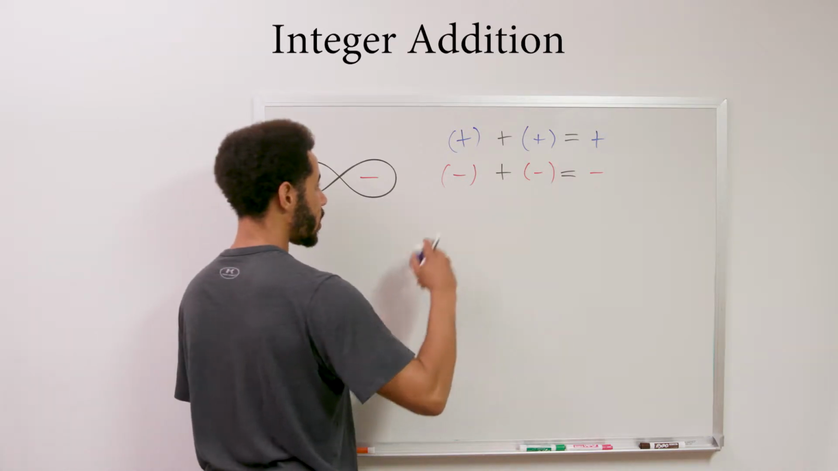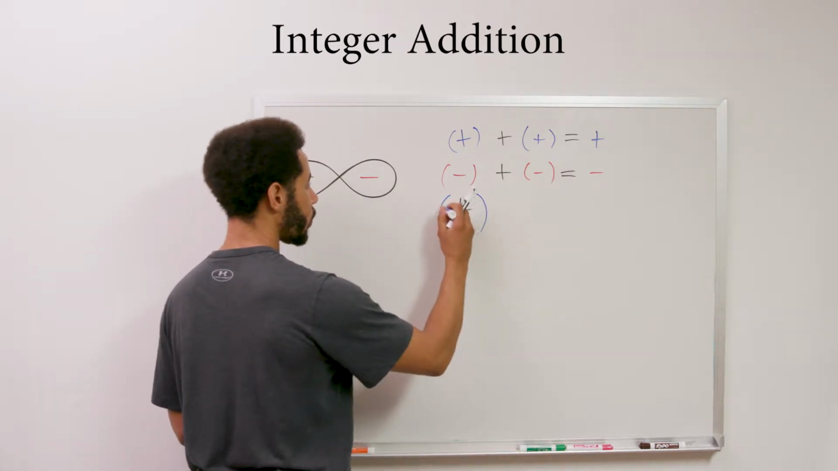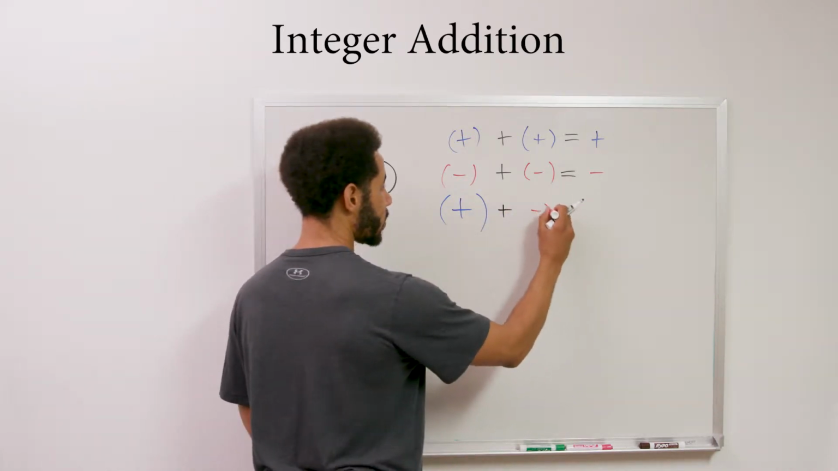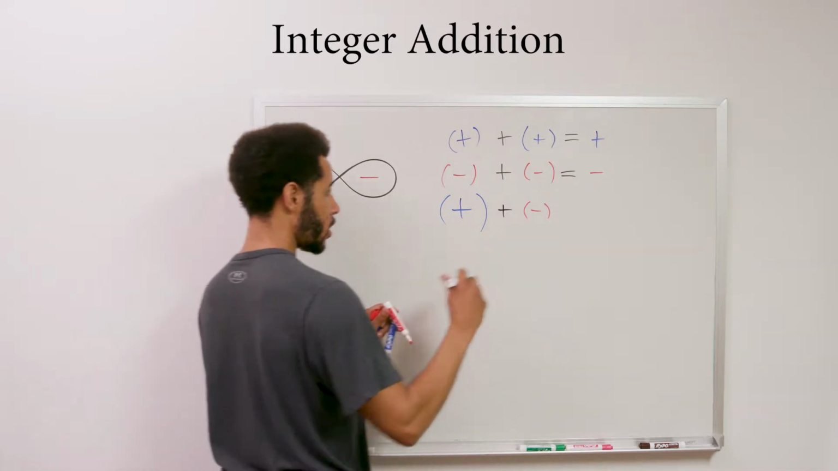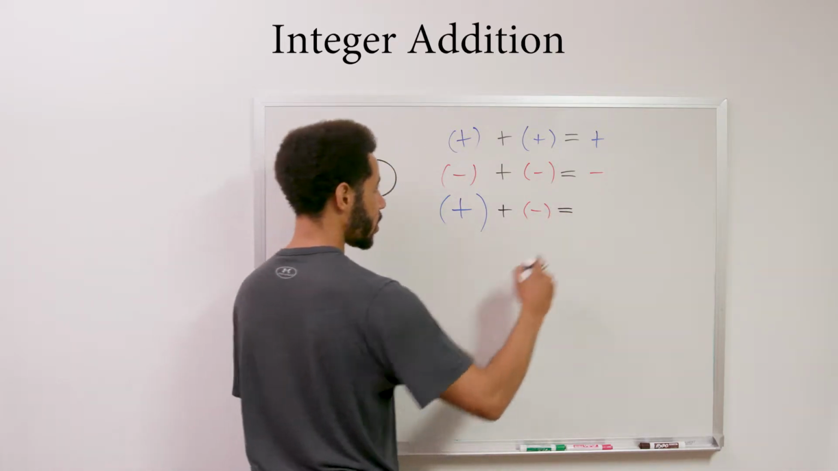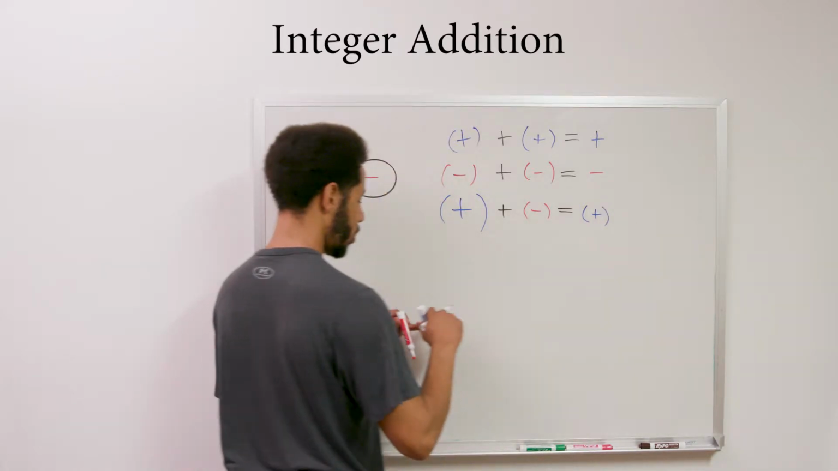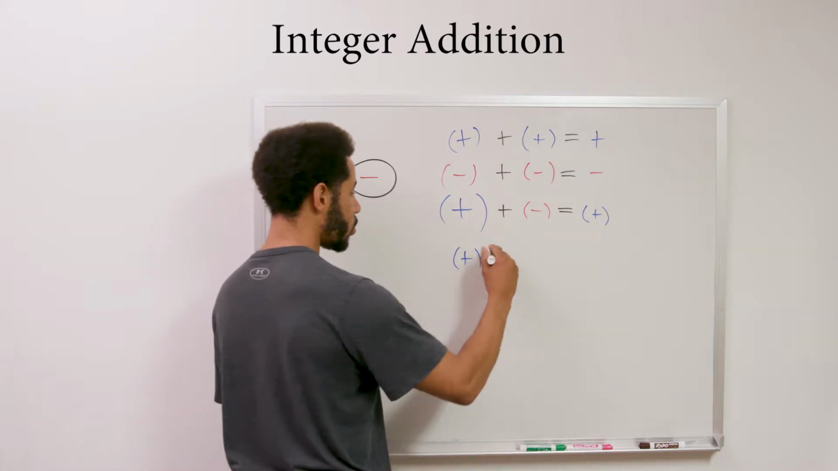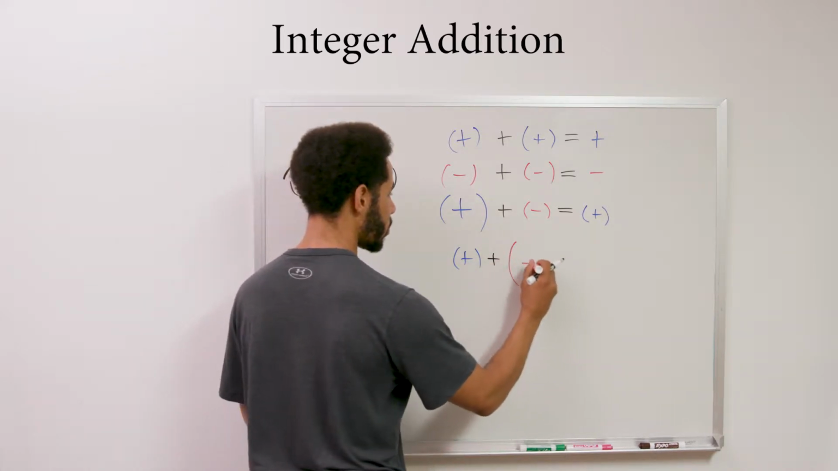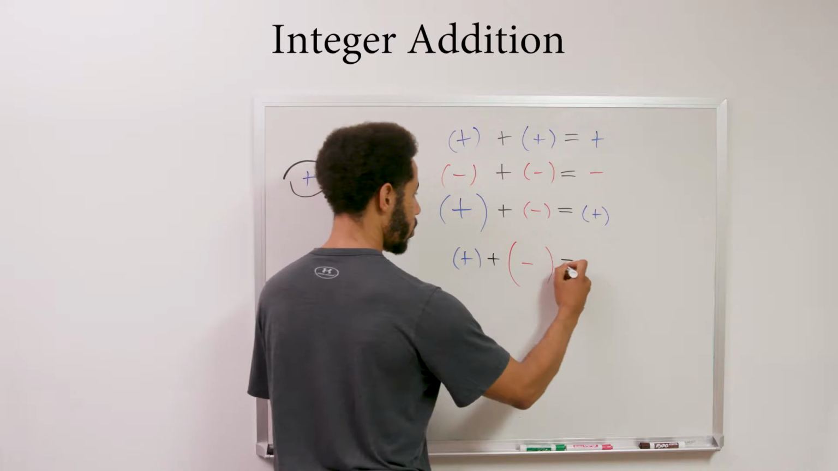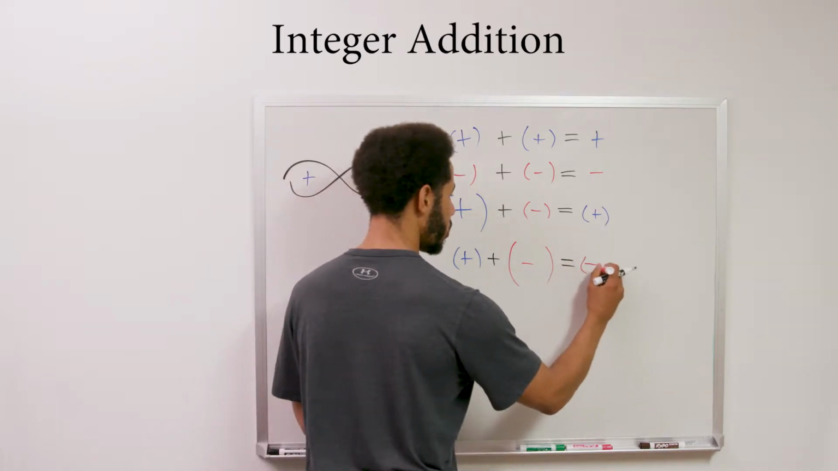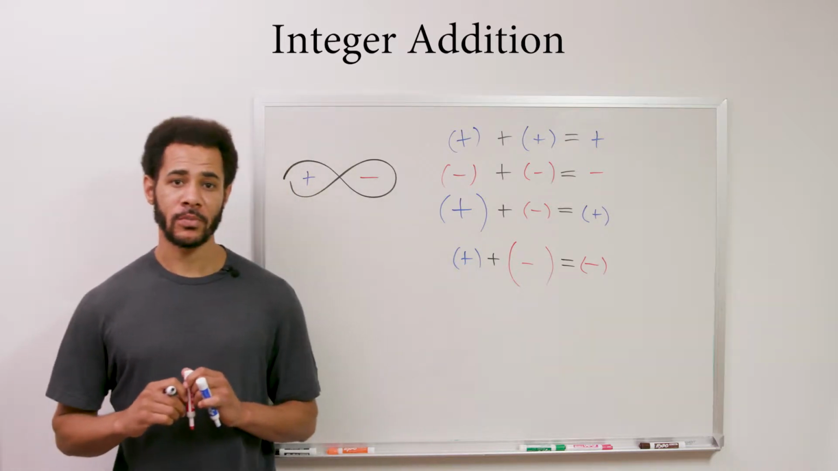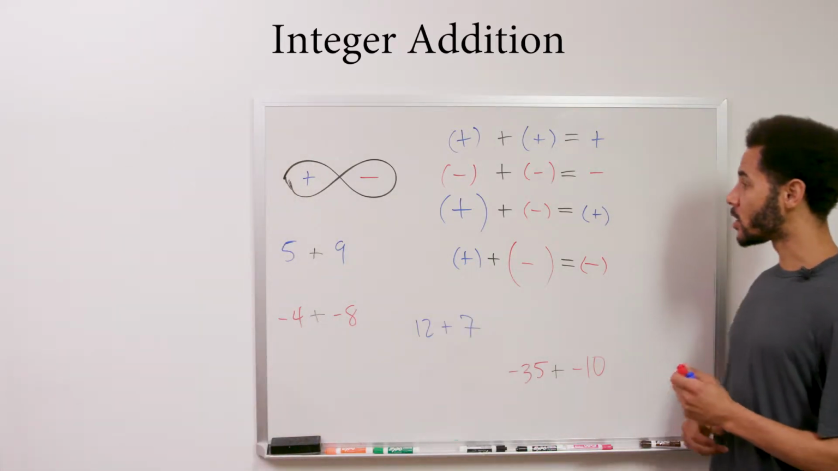If you add a positive and a negative, we're looking for this concept of a difference. If I have a large positive number and a negative number that has an absolute value that isn't as large, I'm going to subtract and end up with a positive number. However, if I add a positive number to a negative number that has a larger absolute value, that's going to give me a negative number left over. Let's look at some examples of adding integers here.